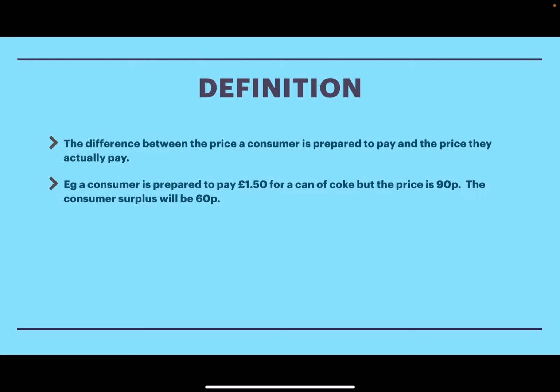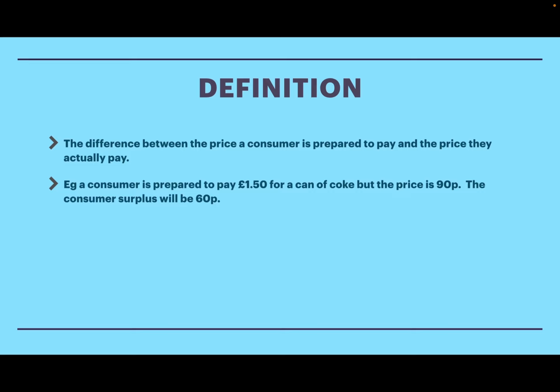So we've got an example here, a can of Coke costing £1.50. Now, the consumer's prepared to pay £1.50, but the can of Coke costs 90p. So their consumer surplus will be 60p. Now it might be that on a hot day, the consumer values the can of Coke at £2, in which case the consumer surplus would be £1.10. It might be on a very cold day, the consumer doesn't want a can of Coke and only values it at 50p, in which case they won't buy the can of Coke and therefore there'll be no consumer surplus.